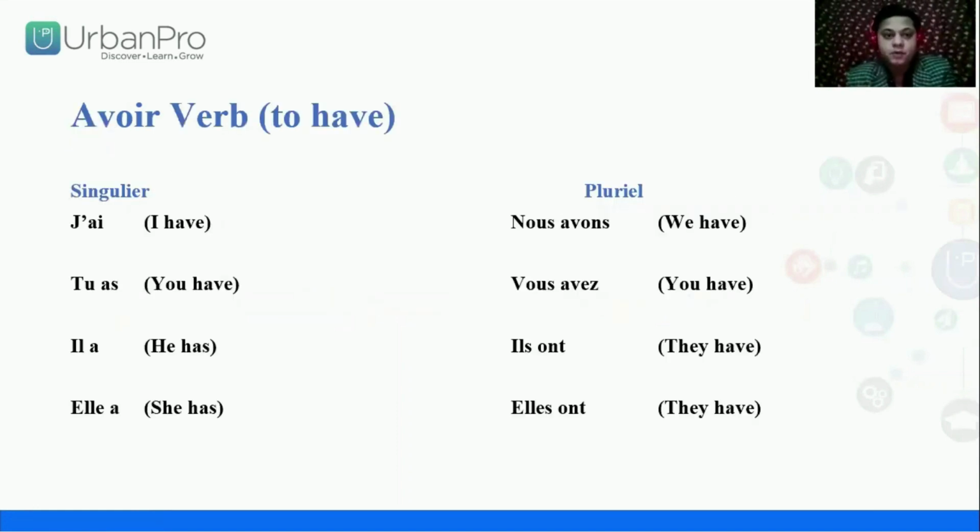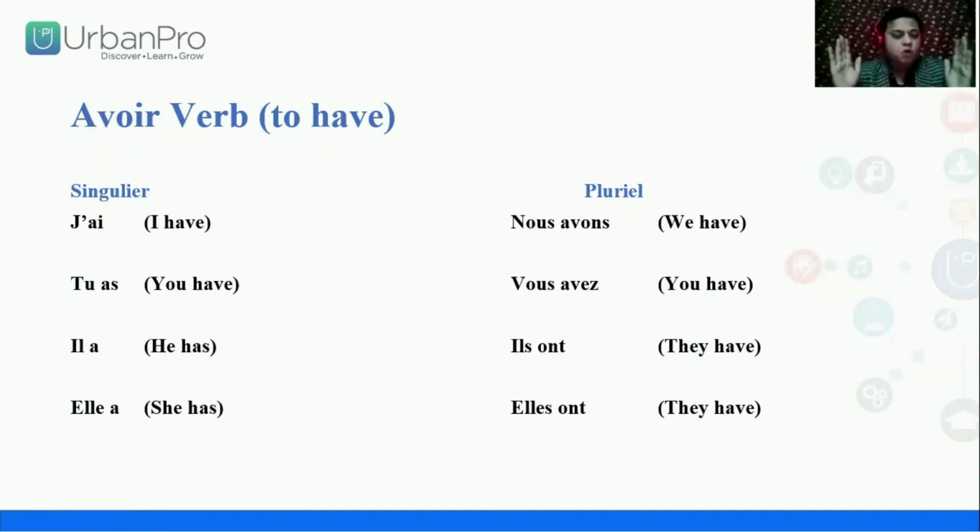To do the passé composé, we should know the avoir verb. That is more important. I hope you know it. That is j'ai, which means I have. Tu as, you have. Il a, he has. Elle a, she has. Nous avons, we have. Vous avez, you have in plural form. Ils ont, they have, masculine plural. Elles ont, they have, feminine plural.